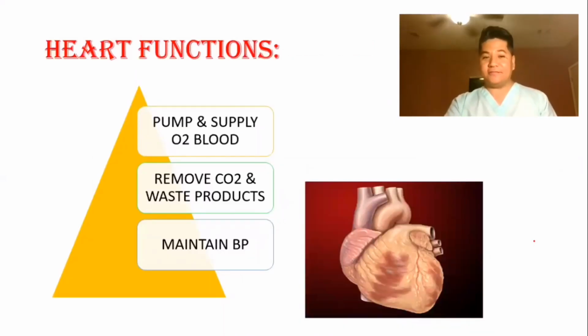The heart itself is a major pumping organ of our body that pumps blood and supplies oxygenated blood to different parts of our body. It also removes carbon dioxide and waste products of metabolism, and it maintains the blood pressure as well as your heart rate, through your vagal and sympathetic and parasympathetic nerves and the medulla oblongata. So these are some of the heart functions that you have to remember.